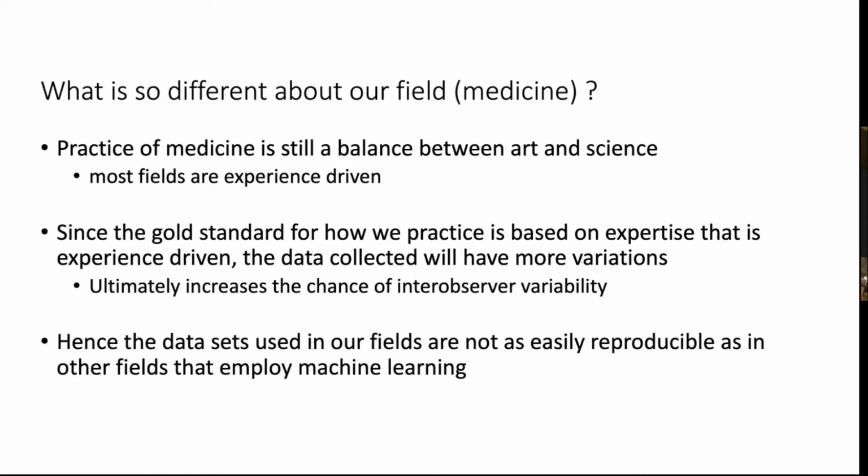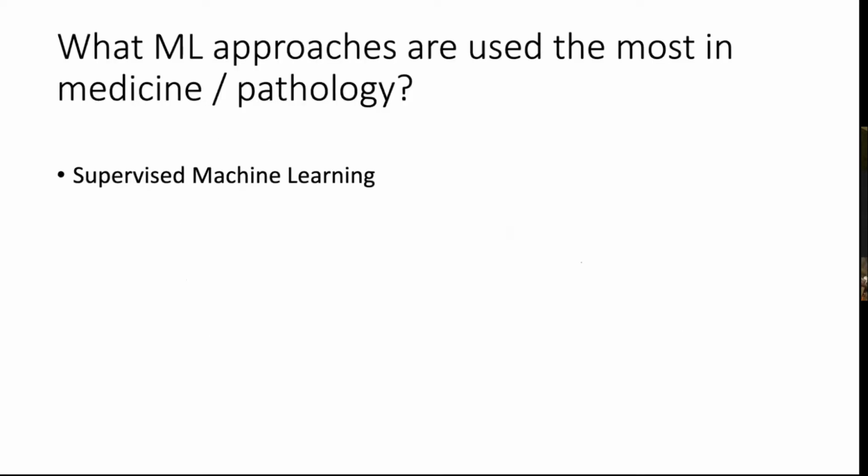So having initially data that's vetted and can actually be reproduced between experts is a key concept before you can start any kind of machine learning process, because otherwise you're not going to get good results and good models. But the main question is what machine learning approaches are used in most things in medicine and pathology, and as I described earlier, that's supervised machine learning.